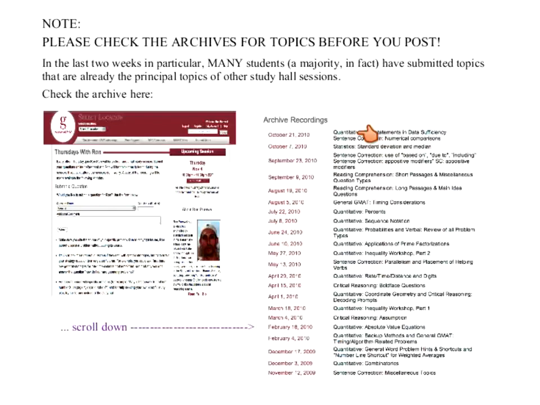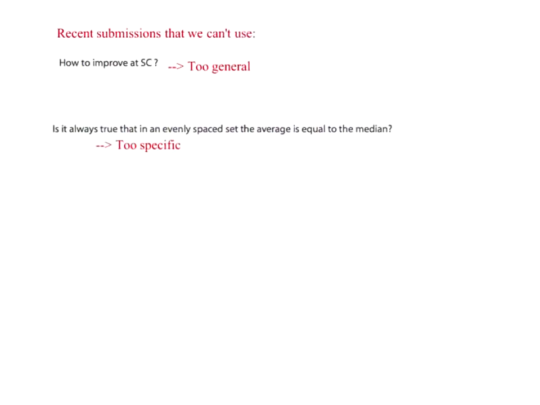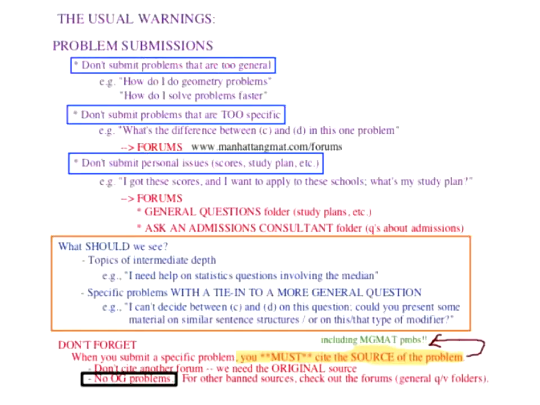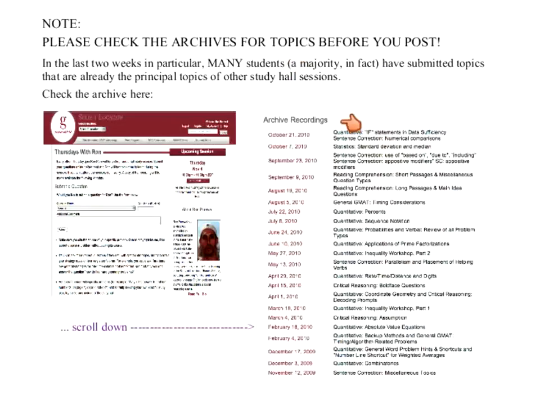Okay, there you go. Those are basically the rules. So please don't submit things that are too general. Please don't submit things that are too specific. Please don't submit personal study plans and so forth. No official guide problems. That's an explicit request of GMAT. And finally, please check the archive first. And if you're going to submit something we've already covered, please try to ask for some sort of angle that we haven't covered yet. Those are basically the rules.